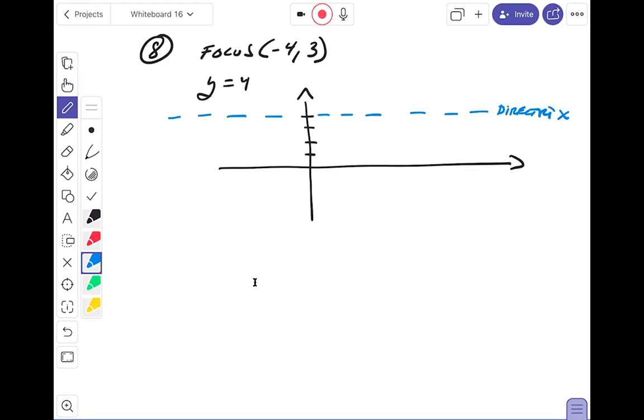Okay. They also gave me the focus, which is minus 4, 3. Let me see if I can do that. 1, 2, 3, 4, and then 3. I misspoke there. 4, minus 4, 3. I get negative numbers in my mind. All right. So what's that? That's the focus. All right. So this is the focus. We got this down. We got this down.